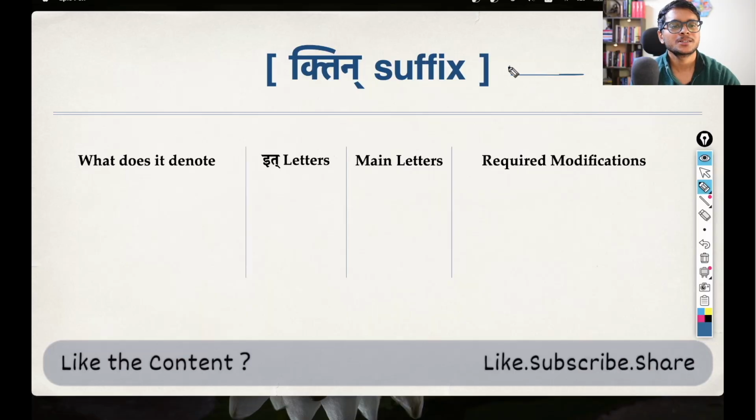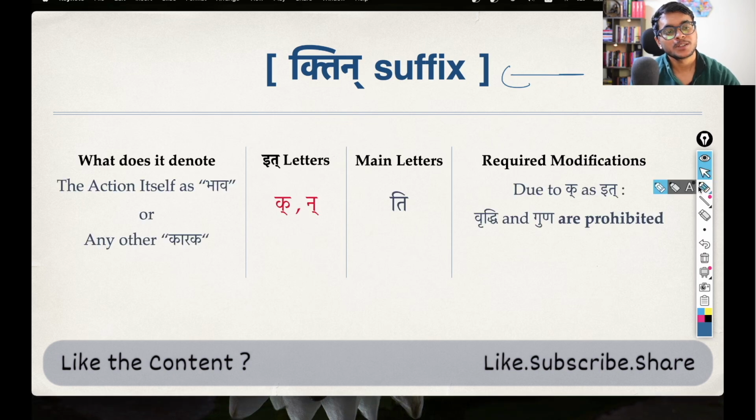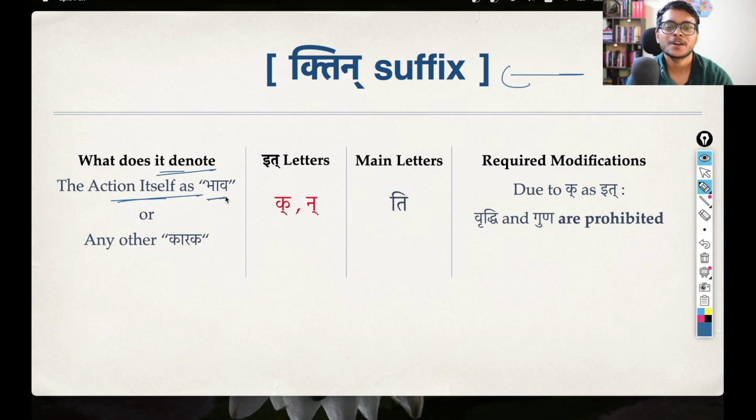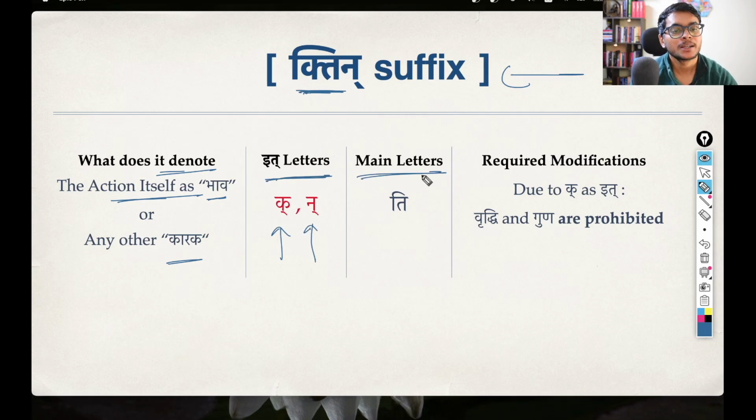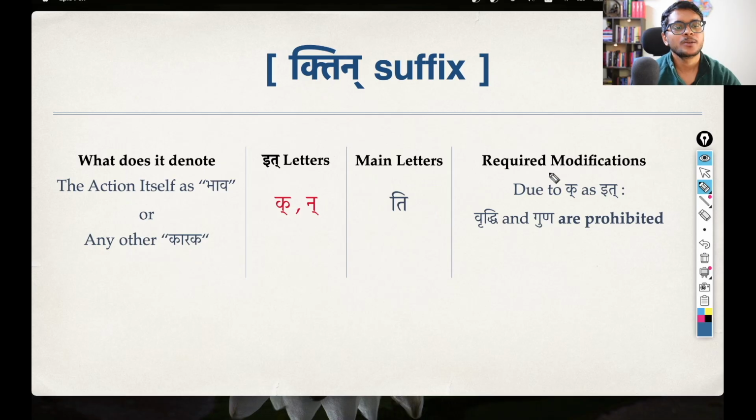Okay, and now let us see this last suffix also that does a similar kind of function. So this is the ktin suffix and the details of this suffix are such. So what does it denote? Again we know that the action itself as bhava or any other karaka. And what are the it letters for this ktin pratyay? So the kakara and the nakara. So these two are the it letters. So the main content, the main letter is what remains. So this ti is what is the main content. It is what gets added to the dhatu.